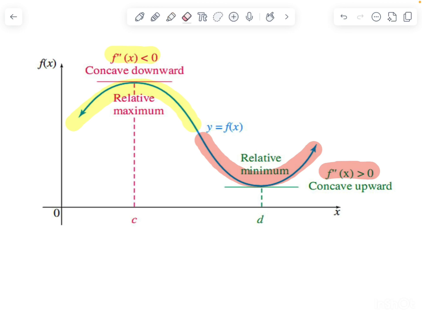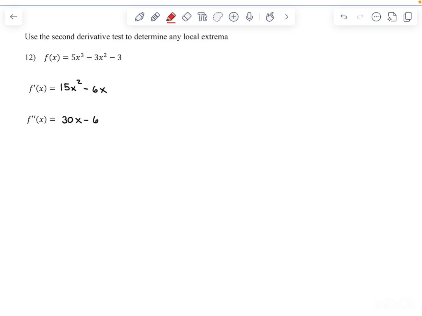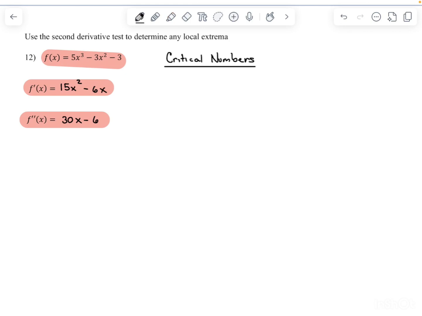Now let's take a look at an example. For example 12, we want to use the second derivative test to determine any local extrema for the function f of x. To do this, we're going to need to find the critical numbers using the first derivative, and since we're applying the second derivative test, we're going to need the second derivative. I will start by finding the critical numbers. To do this, we need to determine where the derivative is equal to 0 or where the derivative is undefined.